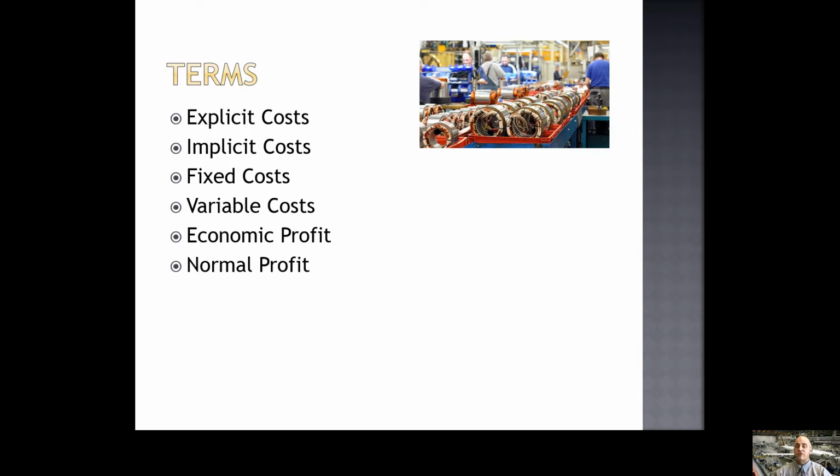You also have fixed and variable cost. Fixed costs are those costs that stay the same regardless of the quantity that's produced, whereas variable costs will vary as the quantity produced varies.